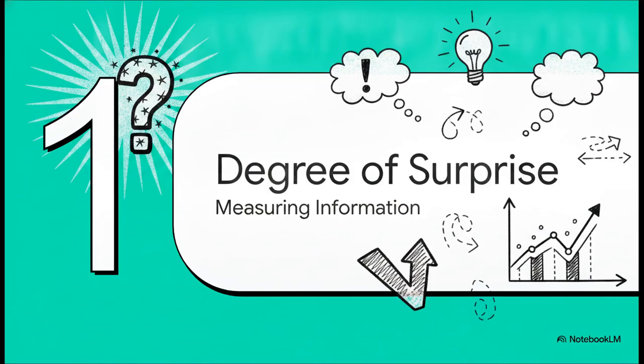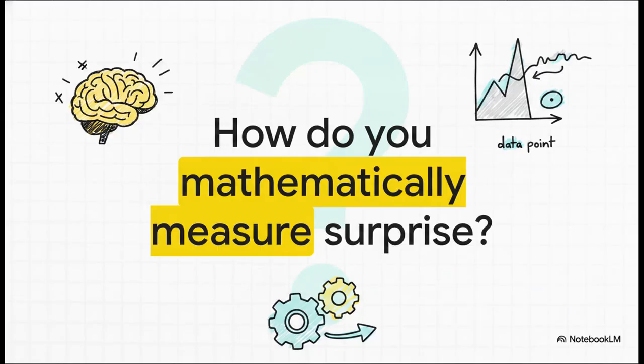Okay, let's dive right into Section 1, the degree of surprise and measuring information. This is absolutely foundational for how we need to think about data. So, how do you mathematically measure surprise? I mean, it sounds almost like a paradox, right? Surprise is an emotion. It's that feeling you get when a massive plot twist happens in a movie. But in the world of statistics and data, it is a highly rigorous, perfectly measurable metric.